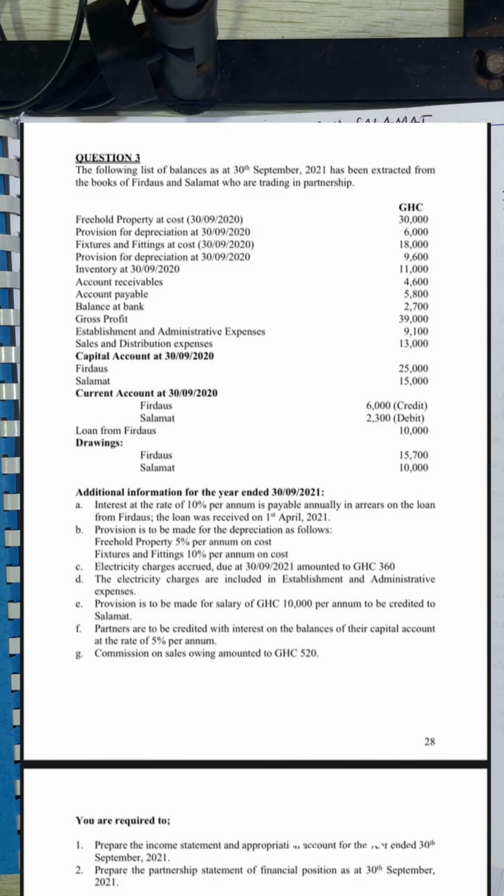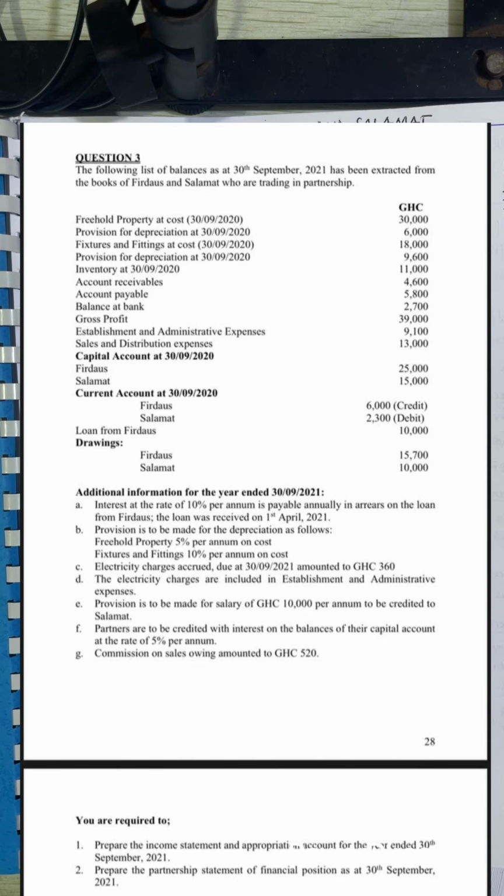That means that from April to September, it will be how many months? So April 1, May, June, July, August, September, 6 months. That means that in the calendar year, we utilize the loan for only 6 months. And therefore, when you are charging the loan interest, you have to take into consideration the number of months.